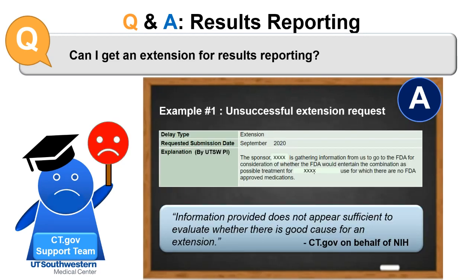This is a real example of an unsuccessful extension request that was submitted by a UT Southwestern PI to the NIH director. The PI requested an extension because the sponsor asked the PI to hold off on the results reporting, but NIH responded stating that the information provided did not appear sufficient to evaluate whether there is good cause for an extension. I must say that the probability of getting an extension request approved is pretty slim.